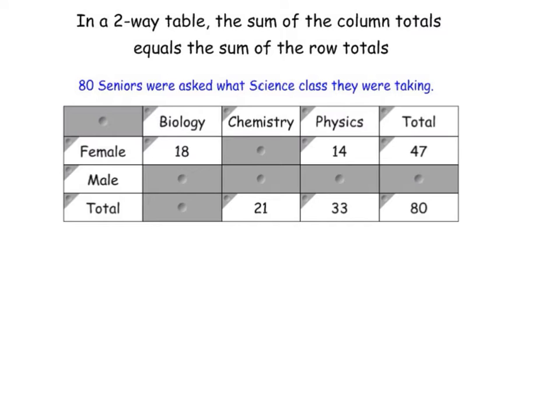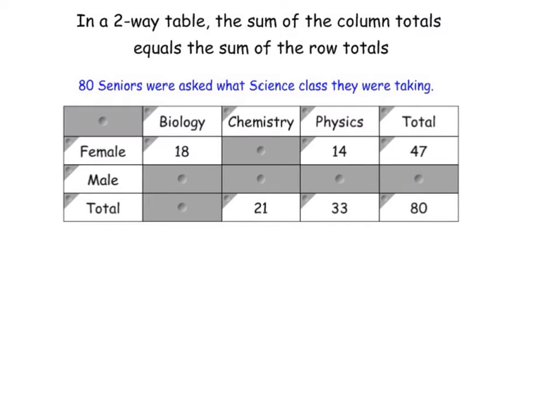In the very last row, last column, in the bottom right-hand corner box, it says 80. That should be the total of both the columns and the rows. All the students who were asked were 80, so altogether there are 80 females and males together, and there are 80 students taking science class. So each way it should equal 80.